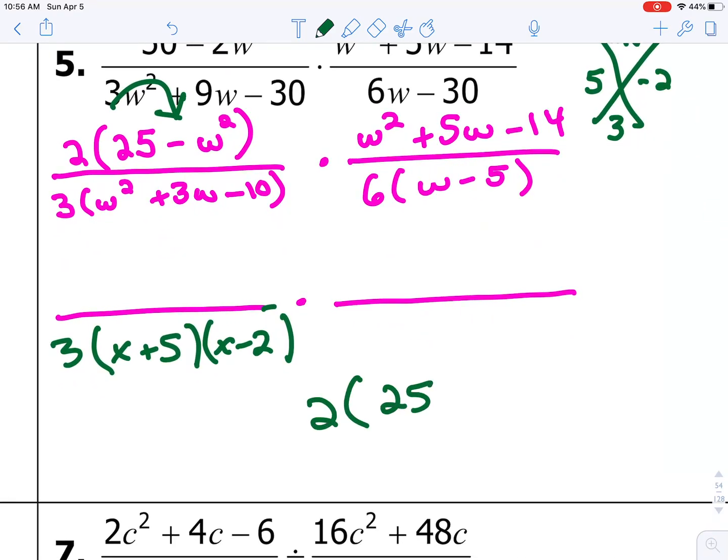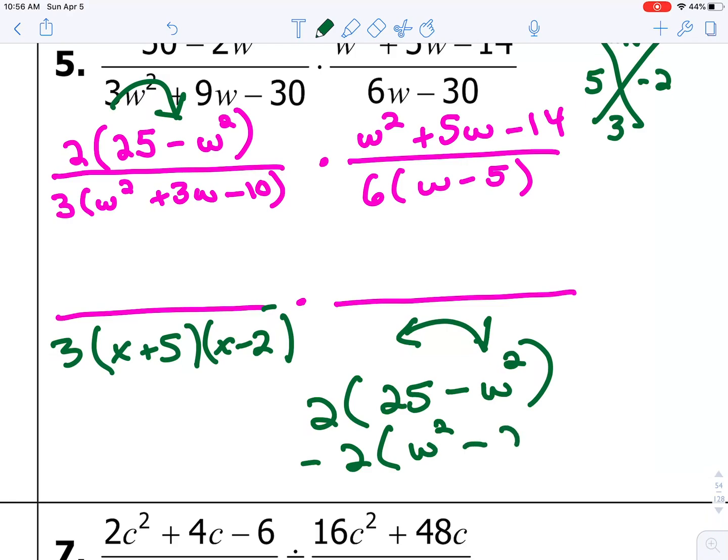So I'm going to have 2 and then 25 minus w squared. Now remember, these are switched. So if I want to switch them back to get the variable in the front, I need to factor out a negative 1. You might pause the video and try to see if you can do that on your own. So when I factor out a negative 1, I would go negative 2, parentheses, w squared, excuse me, w squared, plus, let's see, no, it will be minus, actually, 25. So I'm going to have negative 2, and then w squared minus 25.